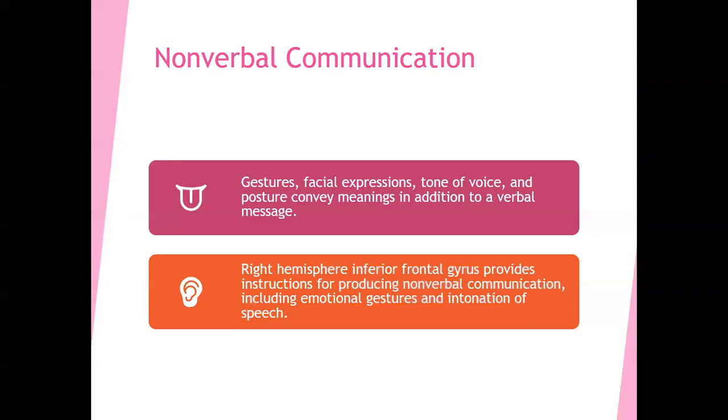So nonverbal communication is gestures, facial expressions, tone of voice, and posture that convey meanings in addition to a verbal message. So the right hemisphere anterior frontal gyrus, which is the right hemisphere area analogous to Broca's and Wernicke's on the left, provides instruction for producing nonverbal communication, including emotional gestures and intonation of speech. So people with that area affected, they will have a very flat affect, no emotional gestures, very flat speech intonation.